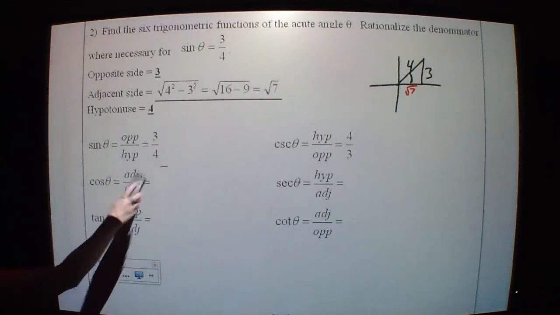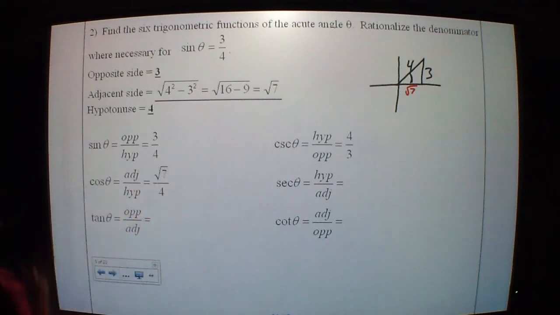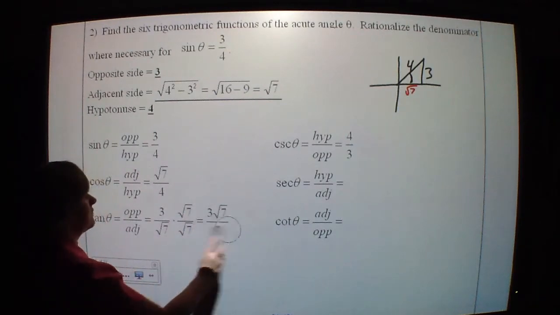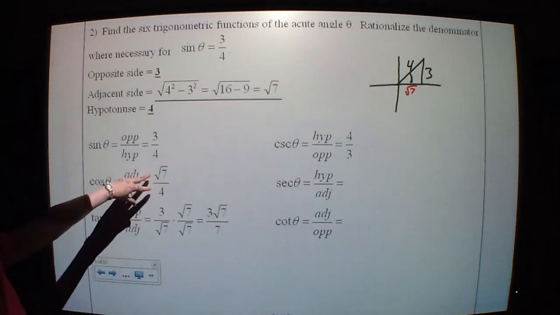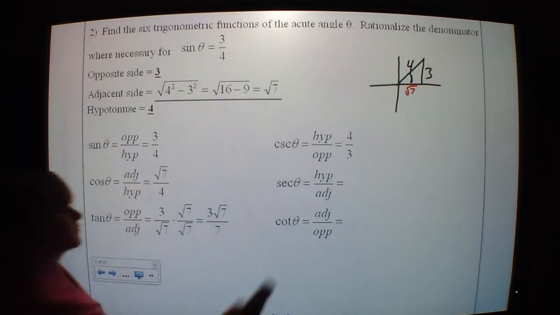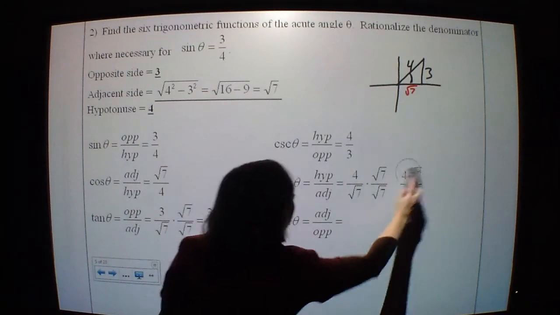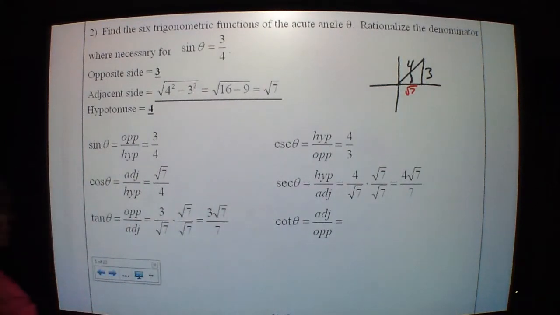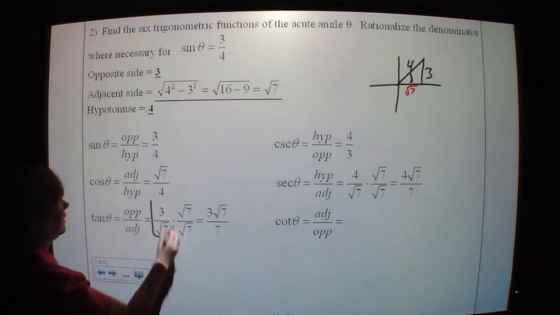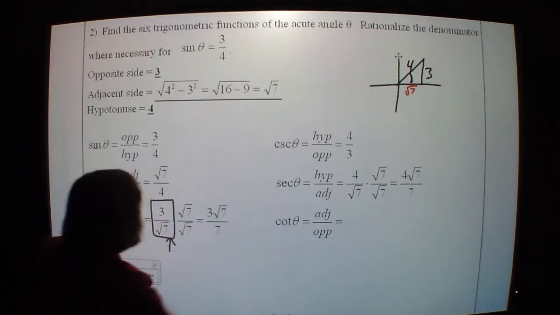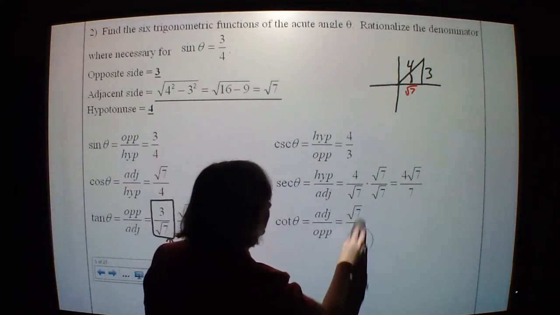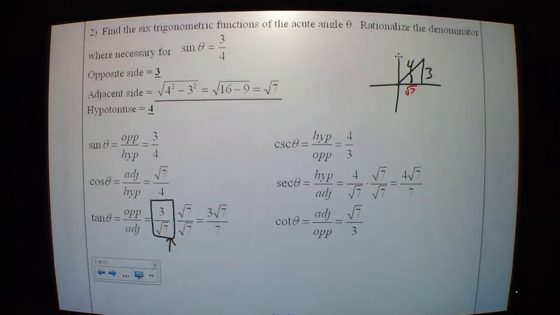Cosine is your adjacent over my hypotenuse. The tangent is opposite over the adjacent. Rationalize the denominator. So I have 3 radical 7 over 7. Secant is a reciprocal of cosine, so it's 4 over radical 7. Rationalize the denominator, and you get 4 radical 7 over 7. And cotangent, I would do the reciprocal of 3 over radical 7, so you have radical 7 over 3. And you're done.